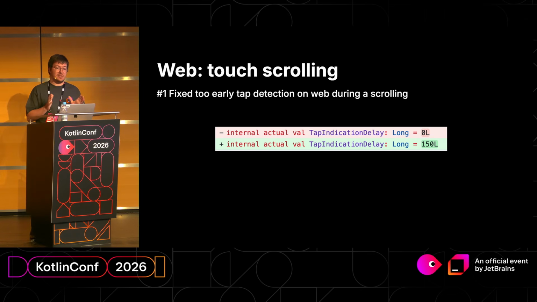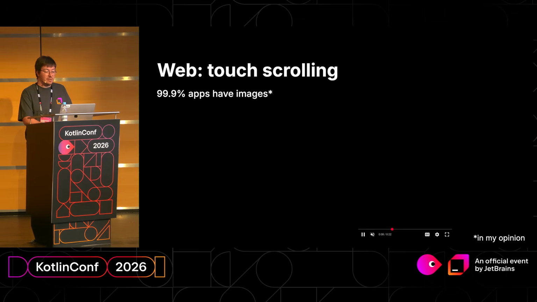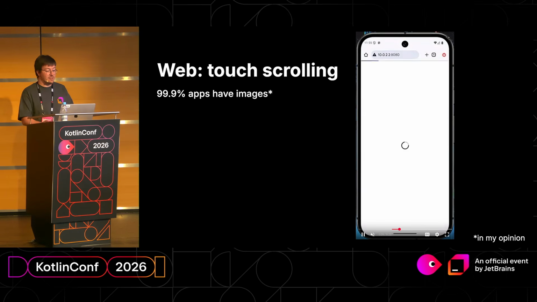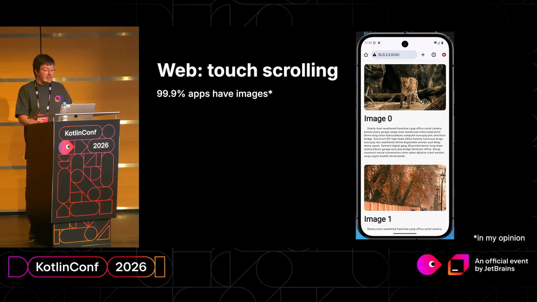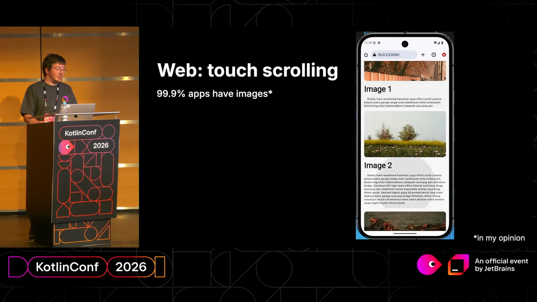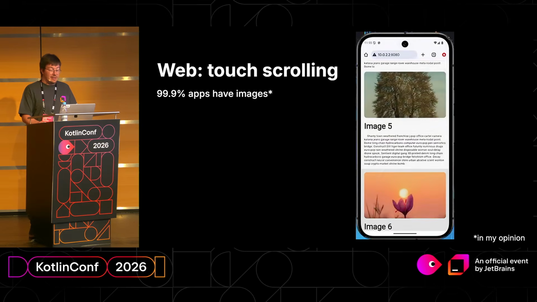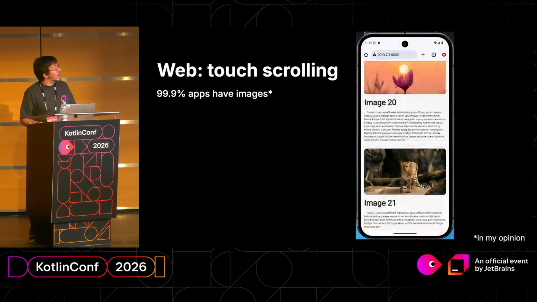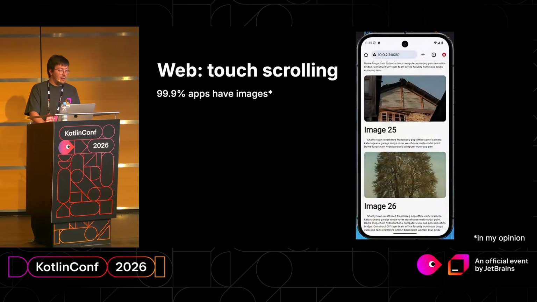And after that small and easy fix, the scrolls became absolutely identical between Android native applications, I mean native in Kotlin, and Compose for web. But I know that every application, in my opinion, of course, usually contains images. And if we try to show images in our scrolls, it will work again not as we expected there.